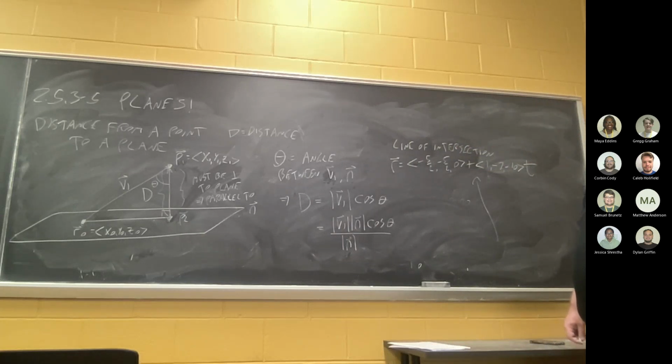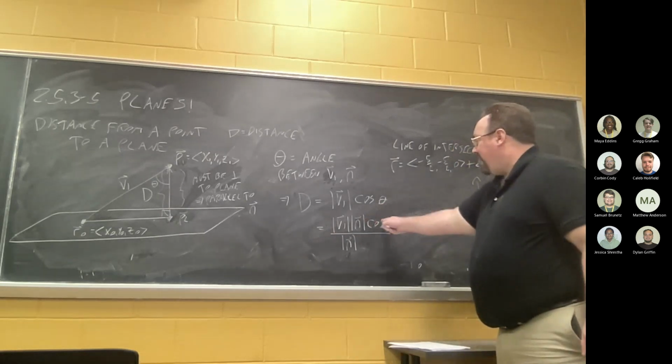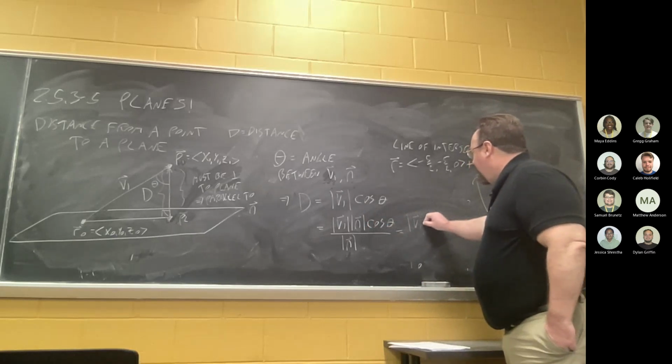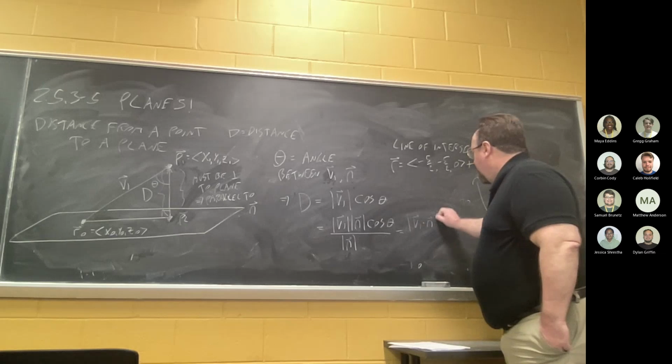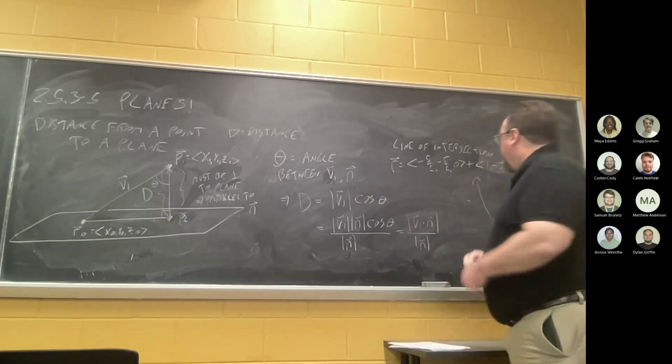Not cross product. Close. Dot product. Dot product involves a cosine. Cross product magnitude involves a sine. Alright, so this numerator is the dot product of V1 and N. Then we divide by the magnitude of N.